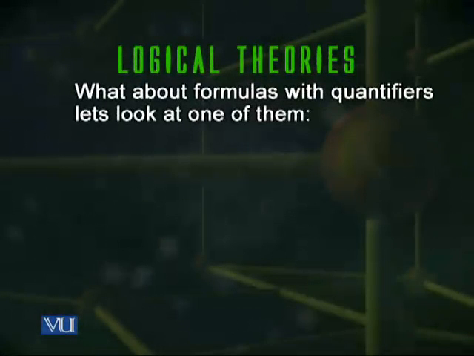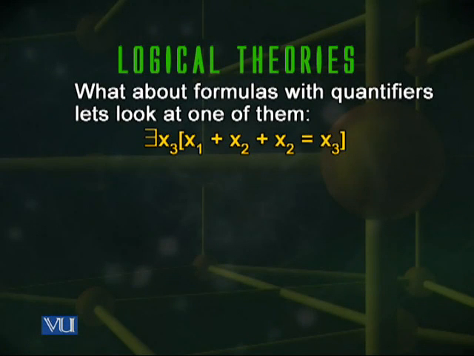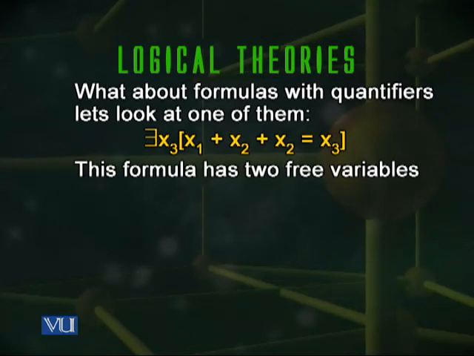Well, let's go further. What about formulas with quantifiers? Let's look at one of them. It is: there exists x3, x1 plus x2 equals x3. This formula has two free variables, x1 and x2. So if we want to capture this formula, we will have to use sigma 2, because x3 is a bound variable, not a free variable, and once again we want to capture this formula with some kind of a DFA.